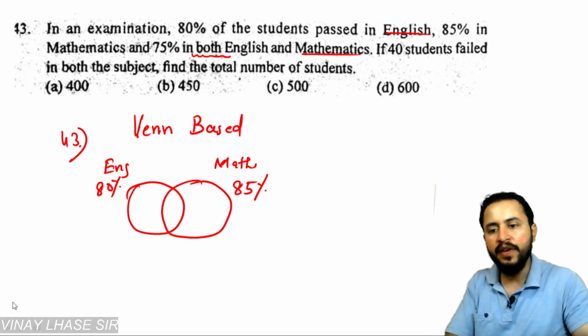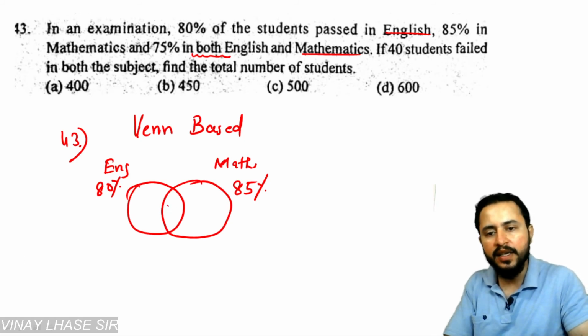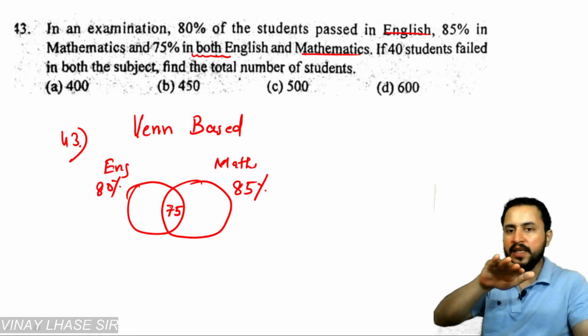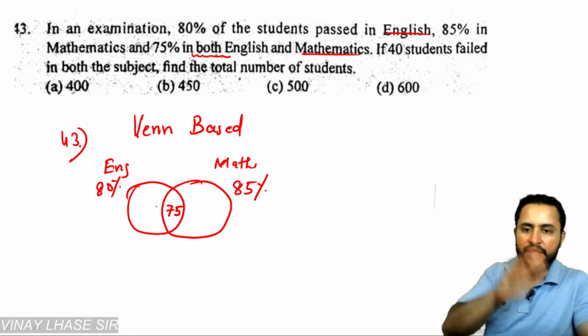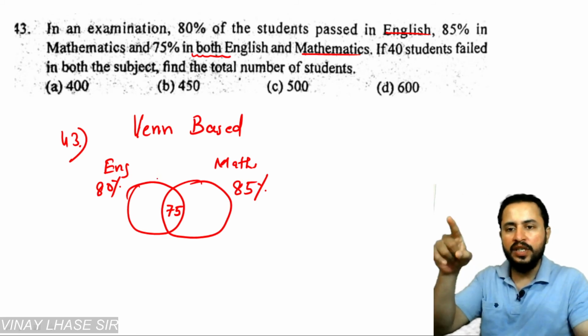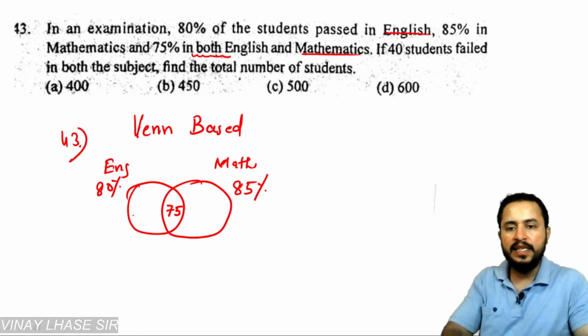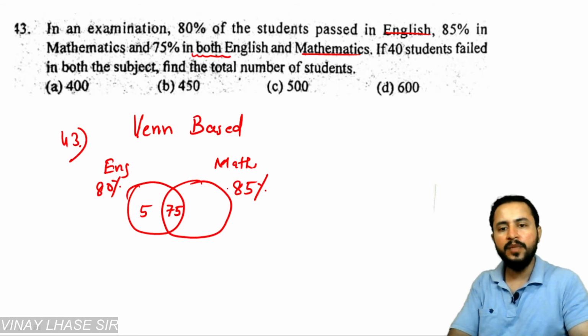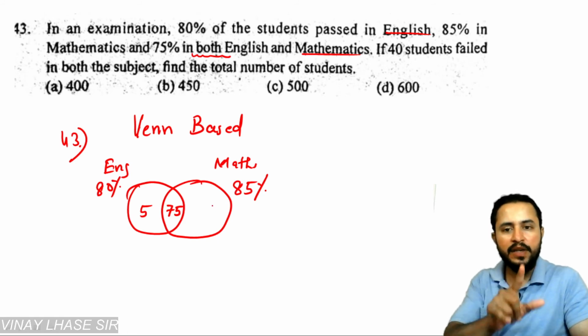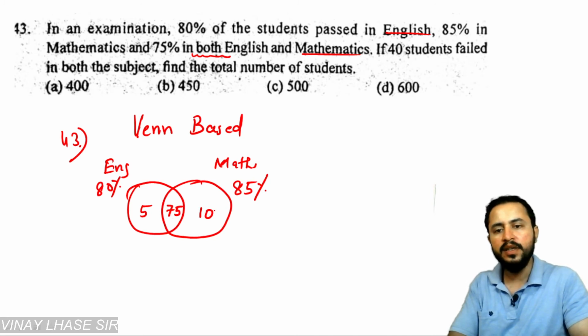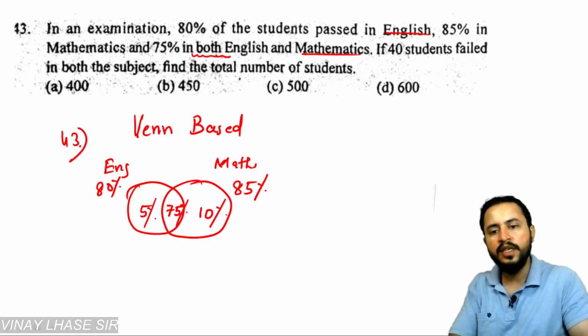Where does 75 come? This 75 comes here. 75% are passing in this as well as this. Now entire English is 80. From 80 already 75 is here, so here it is 5. This entire maths is 85, 75 is already here, so here remaining is 10%, right? This is 10%. This is 5%, this is 75%, and this is 10%.